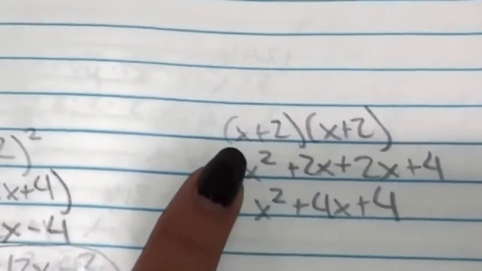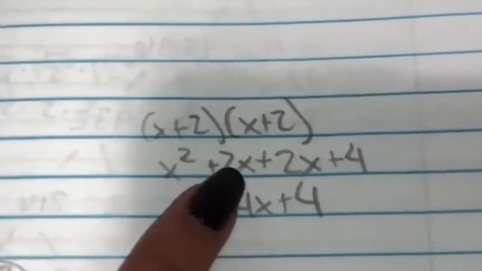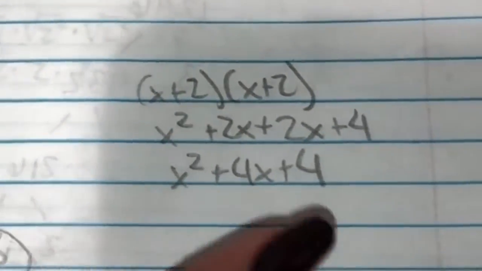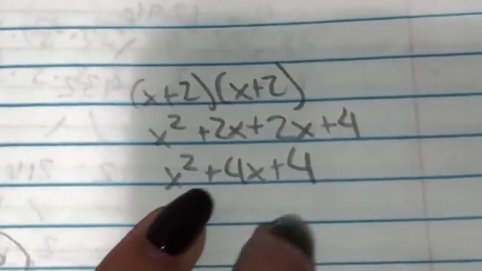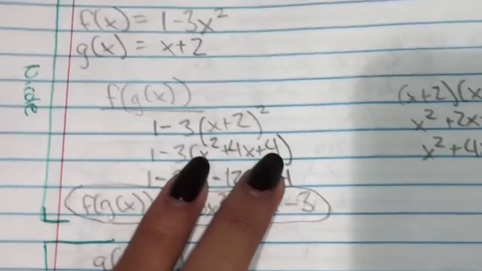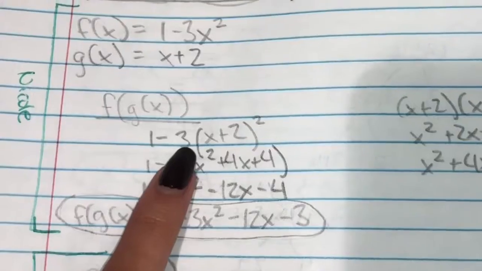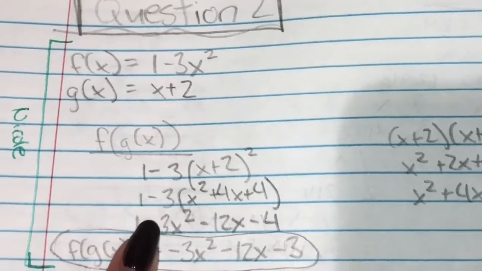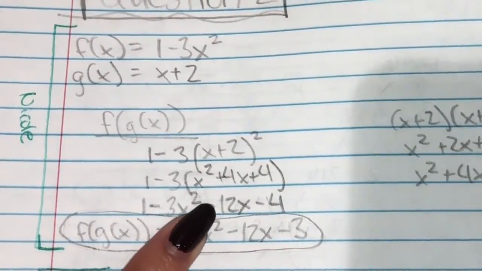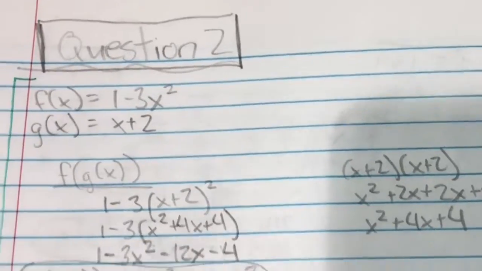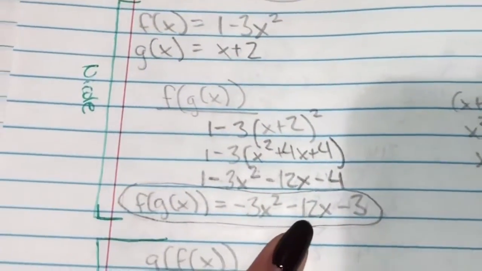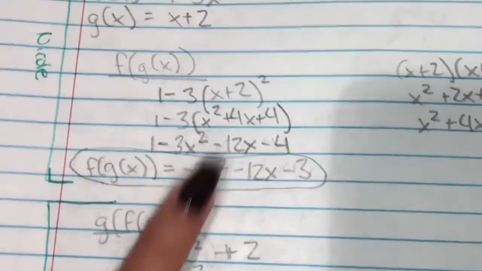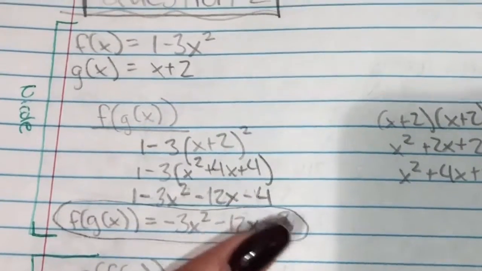And that would be x squared plus 2x plus 2x plus 4, and then that will get you x squared plus 4x plus 4, and you put that in for here, and then you would distribute the 3 onto each of these, and that'll get you 1 minus 3x squared minus 12x minus 4, and it'll get you to your final answer. When you combine like terms, it'll get you to your final answer of negative 3x squared minus 12x minus 3.